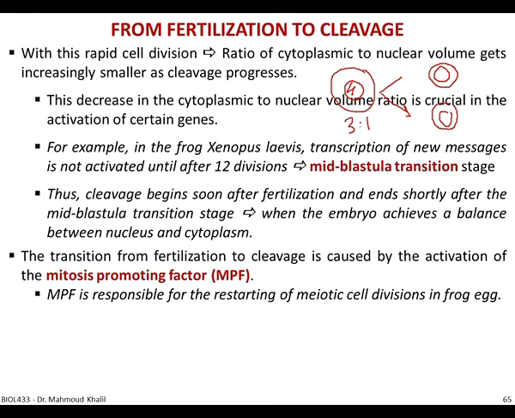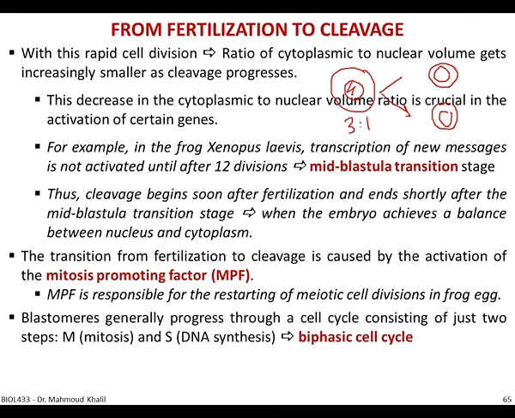This mitosis promoting factor is responsible for restarting the meiotic cell division as mitotic cell division in the frog egg. The blastomeres generated by cleavage progress through the cell cycle very fast, and only have two stages of the cell cycle: the mitosis, the M phase, and the S phase, which is DNA synthesis. That's why the cell cycle of these blastomeres is called a biphasic cell cycle, because it doesn't contain the normal four stages of the cell cycle.